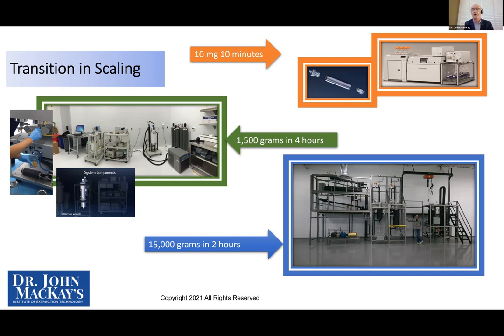You can have a very small run, you could do 10 milligrams in 10 minutes. Just a small column that goes to 10,000 PSI. You can then increase that and say, okay, I want to do 1,500 grams in 4 hours. Okay, you can just increase it. And then you can increase it more and more.